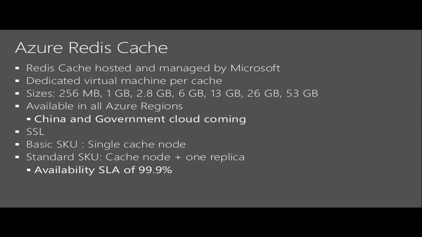There are different cache sizes that you can pick from. You can go from 256 meg to about 53 gig cache. The Redis cache is available in all regions. We are working right now to onboard it to the China cloud and also the US government cloud.